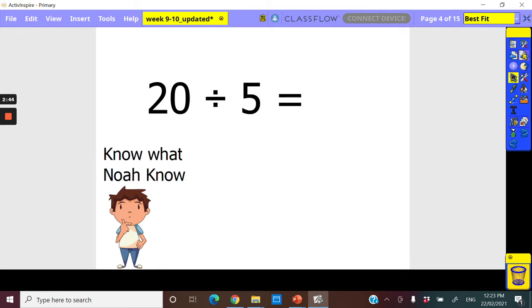Okay, 20 divided by 5. This divide sign means shared equally into groups. How many will be in each group if 20 is shared into 5 groups? Use your times tables to help you work out the answer. Press pause while you work out the answer and press play when you're ready to check.